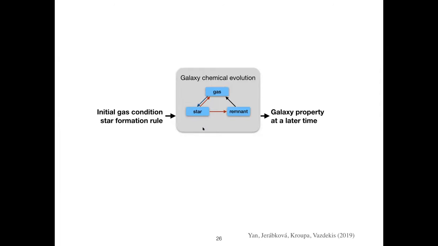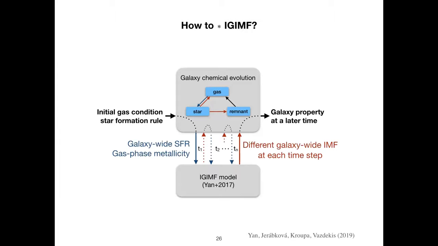So basically, it's a machine. If you give the initial gas condition and star formation rule, it will tell you the galaxy property at a later time. Now the question is how to implement the IGIMF. We use the galaxy-wide star formation rate and gas phase metallicity at each time step to calculate a galaxy-wide IMF and return it to the galaxy chemical evolution model. So at each time step, when stars form, they form according to a different galaxy-wide IMF.